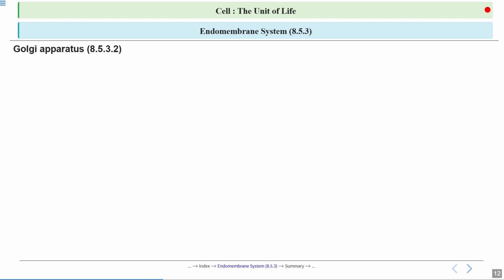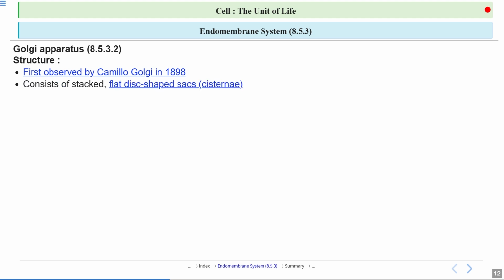Now let's talk about the Golgi apparatus. What is the structure of the Golgi apparatus? It is sometimes called the Golgi complex also. This was first observed by Camillo Golgi in 1898. That's why the name Golgi. Now, the Golgi apparatus consists of stacks. They consist of flat disc-shaped stacks known as cisternae. Each cisterna is 0.5 to 1 micrometer in diameter. Micro is 10 raised to the minus 6.